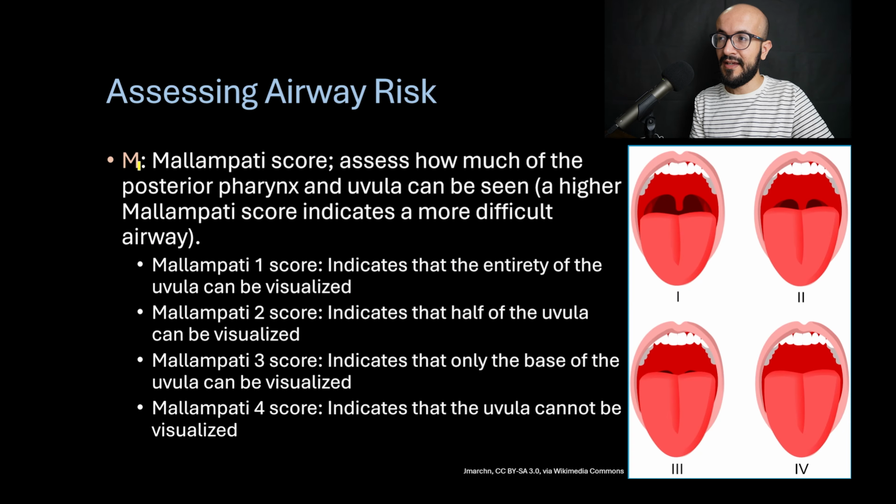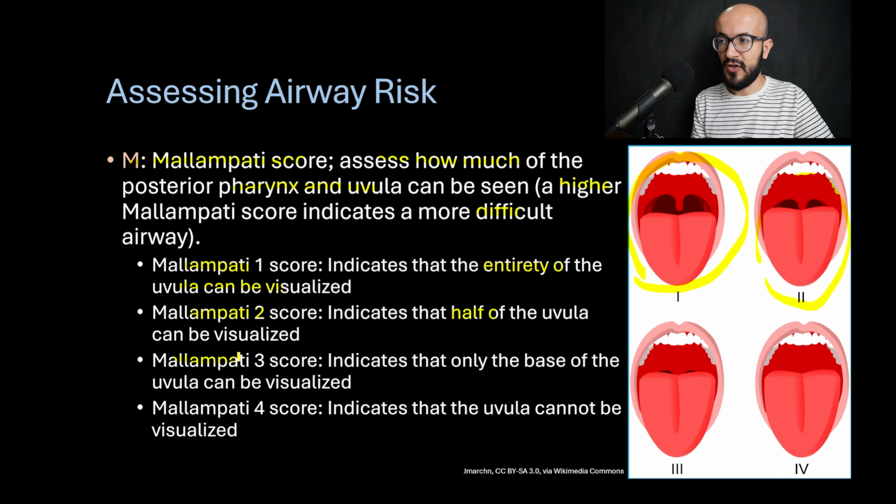The M in LEMON is for the Mallampati score, and Mallampati assesses how much of the posterior pharynx and uvula can be seen when you ask the patient to open their mouth as wide as they can. And a higher Mallampati score indicates a more difficult airway. So Mallampati score 1 indicates that the entirety of the uvula can be visualized, such as you can see in this picture here. And Mallampati score 2 indicates that half of the uvula can be visualized, such as you can see in this picture here.